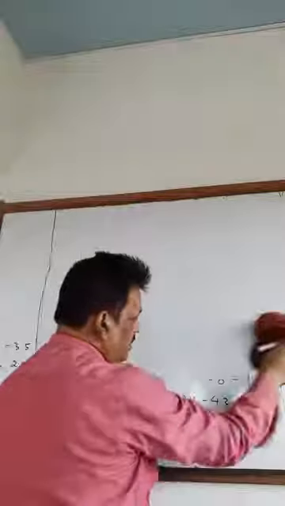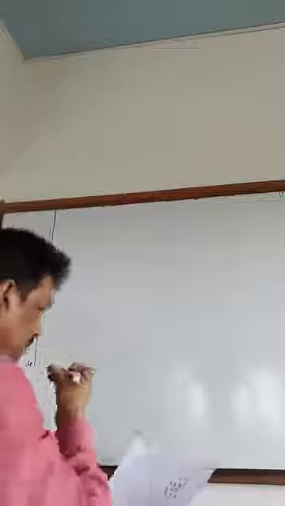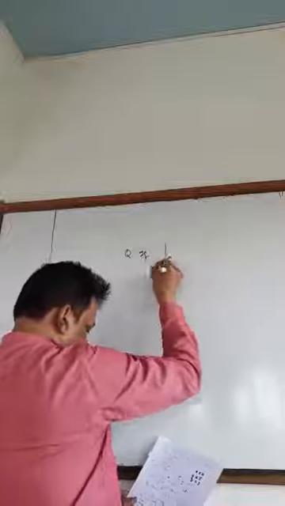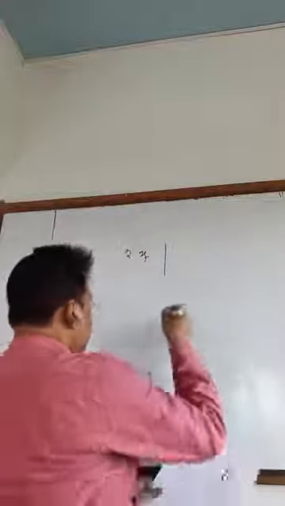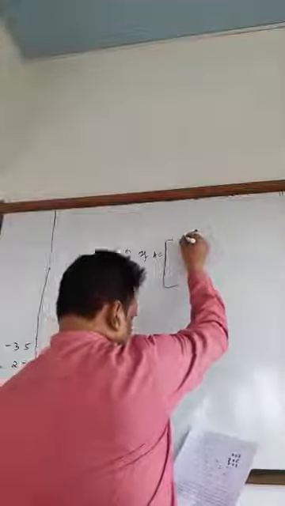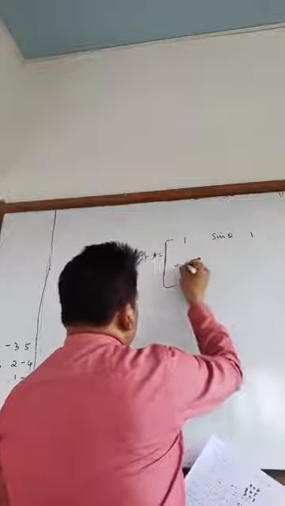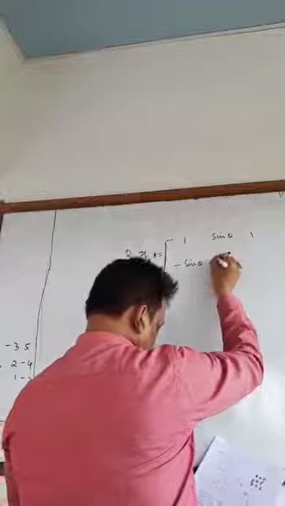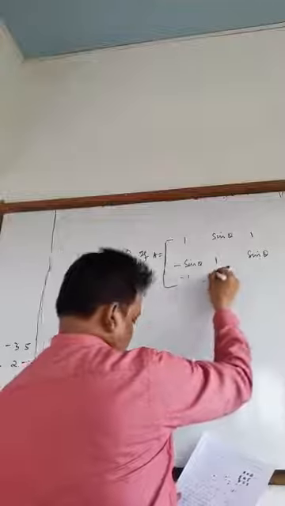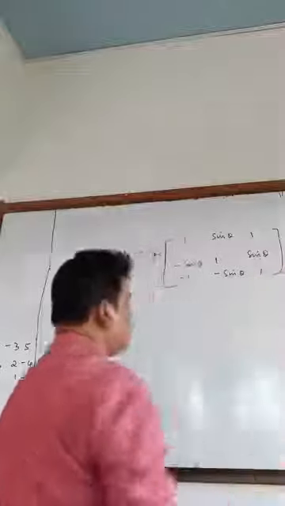These two questions you try, which I gave you. Okay. There is a question here. If the matrix, first matrix is given. If the matrix A is 1 sin theta 1, minus sin theta 1 sin theta, then minus 1 minus sin theta 1. This is the matrix given to us.